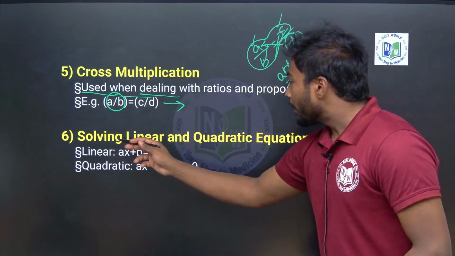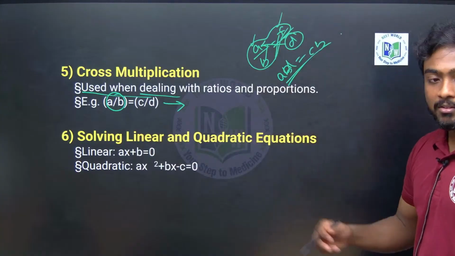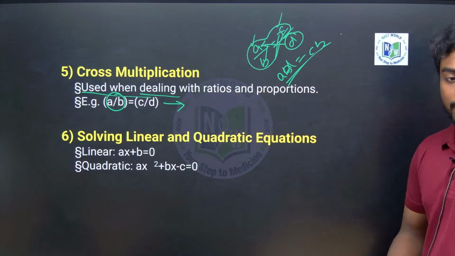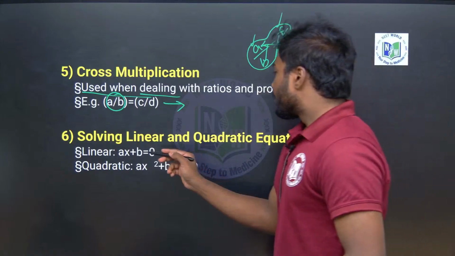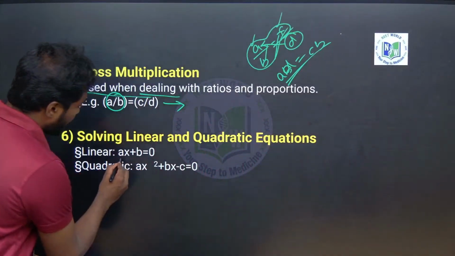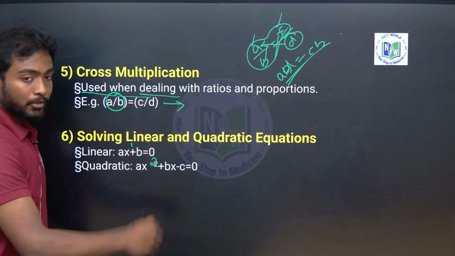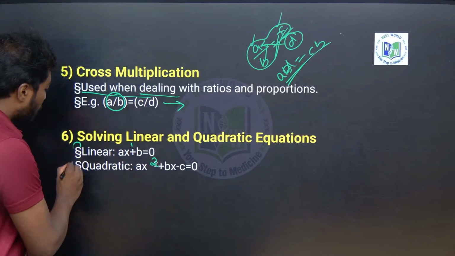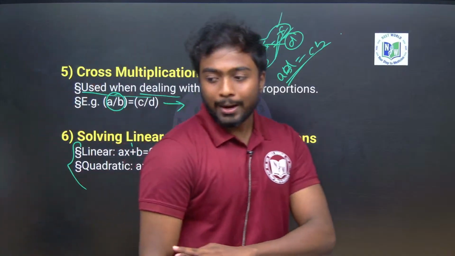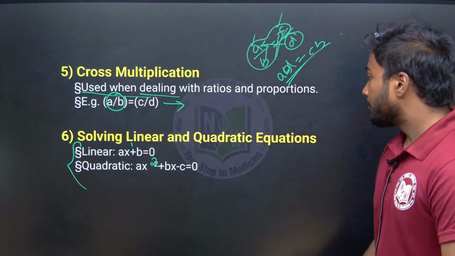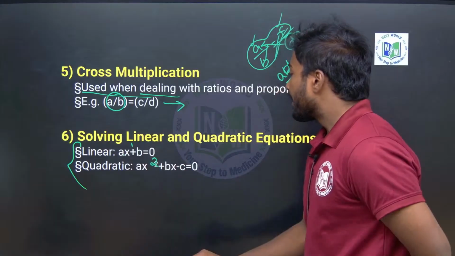Next is solving linear and quadratic equations. This is what we have seen in the first slide itself. For a linear equation, the power will be 1. For a quadratic equation, the power is 2. So mostly we will deal with quadratic. So ax plus b is equal to 0.